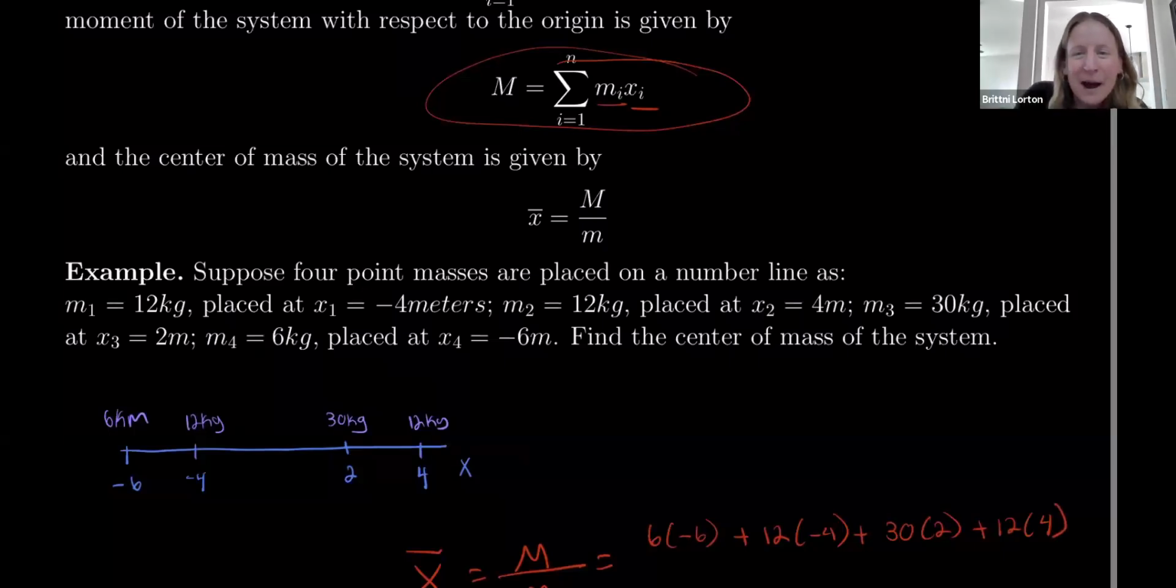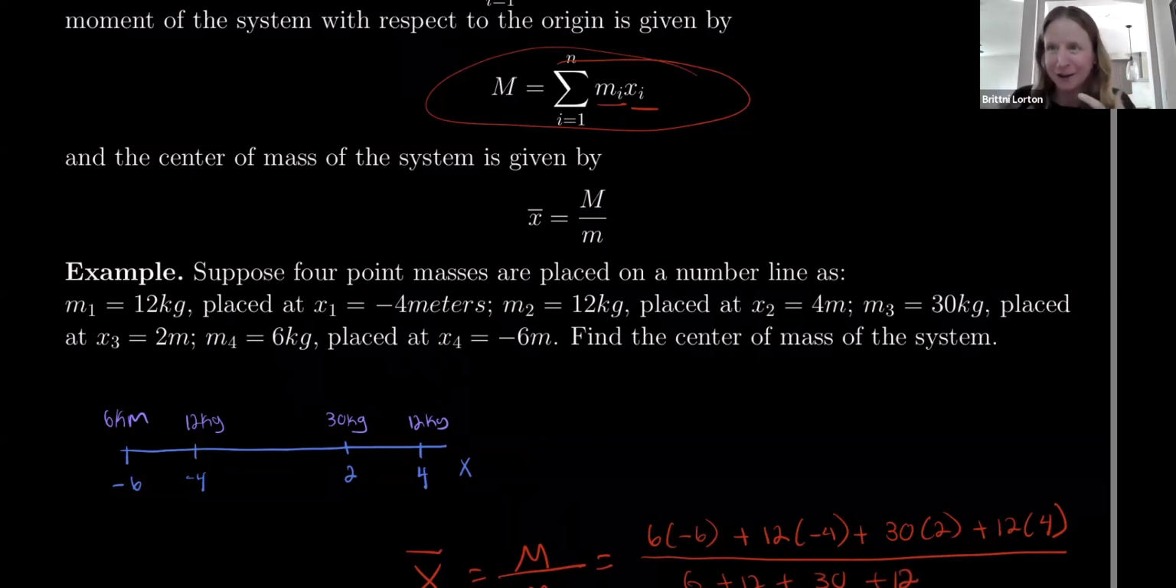Sorry about that. And then we're going to take all of those and divide that by the sum of the masses, which would be 6 plus 12 plus 30 plus 12. I put that in the wrong order at first, so let me fix that ordering. That was the masses, all the kilograms.